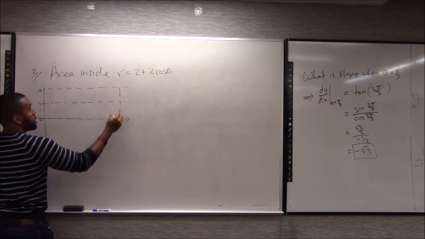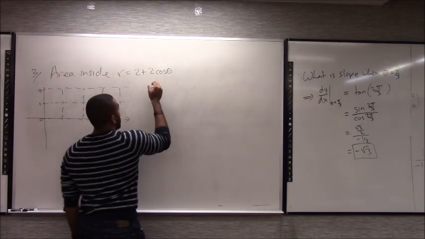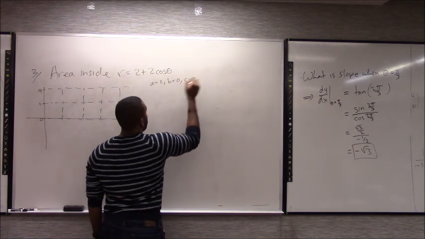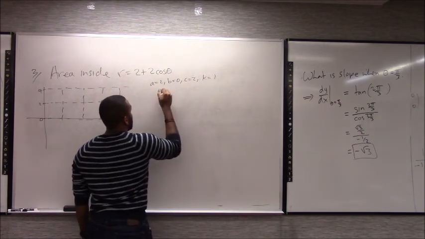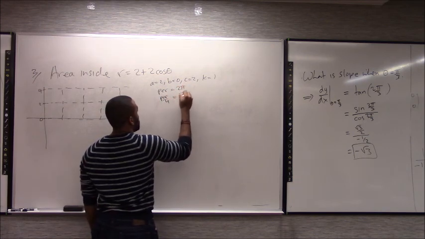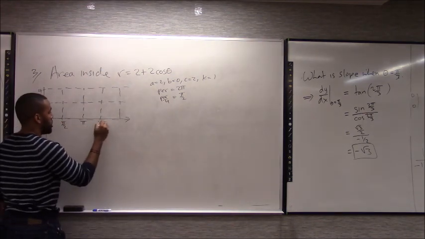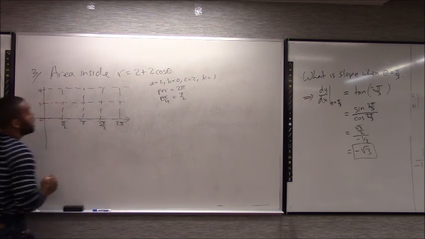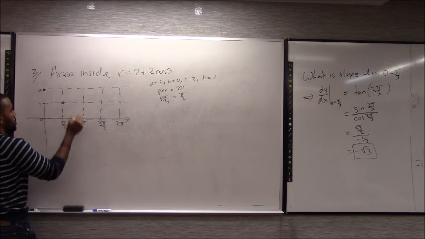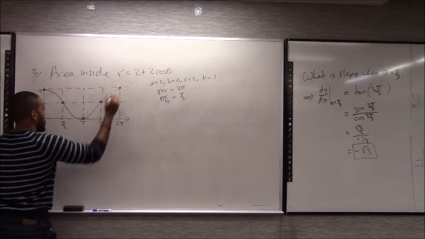We have the period is going to be, so basically here, your A is 2, your B is 0, your C is 2, your K is 1, so your period is 2 pi, and your period over 4 is pi over 2. So this is pi over 2, pi, 3 pi over 2, 2 pi, and this should look like a cosine, which starts at the top, then goes to the middle, then goes to the bottom, then goes to the middle, then goes to the top. So that's the trig graph.